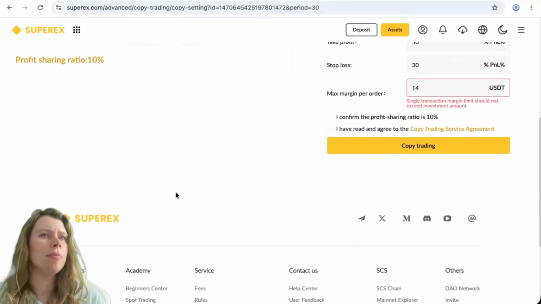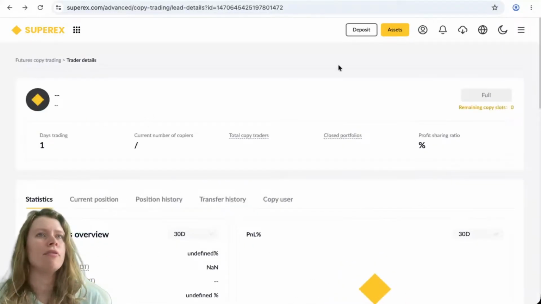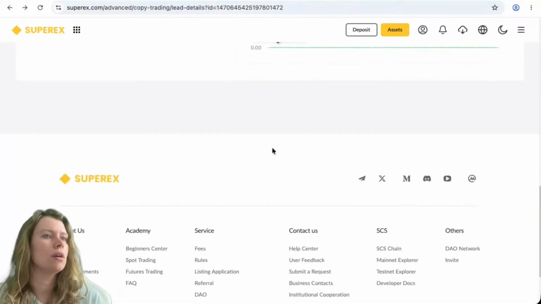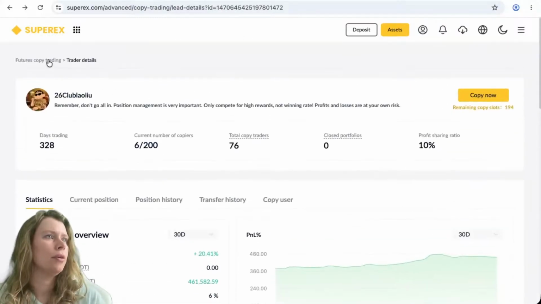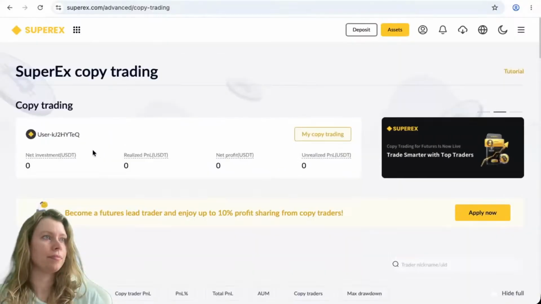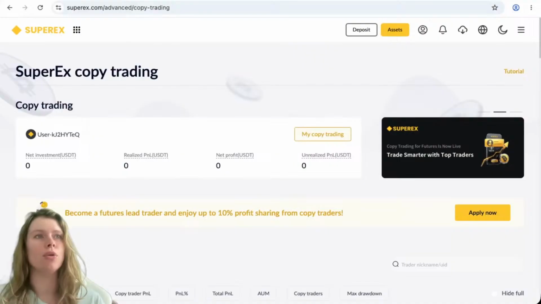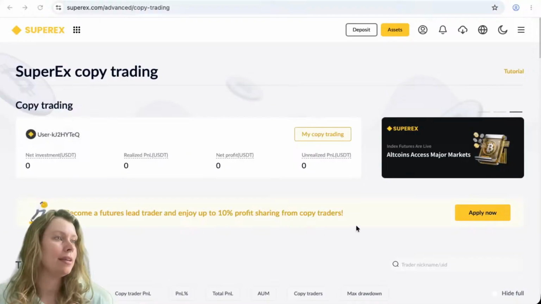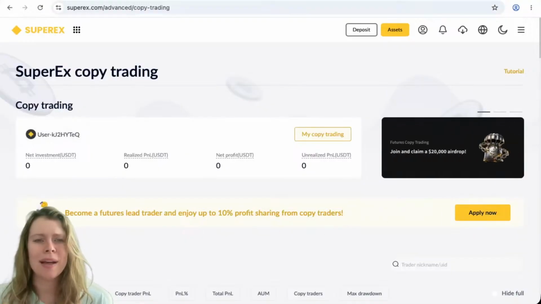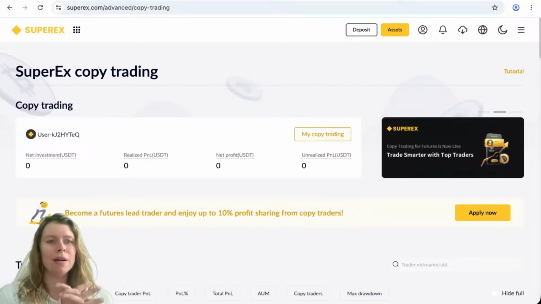Once you have popped that all through, you can actually go view everything that you pop through. All right, once that has gone through, you will be able to go look at your history of everything and make sure that you can keep an eye on what is actually happening. But yeah, so that's kind of the gist of how to do copy trading.